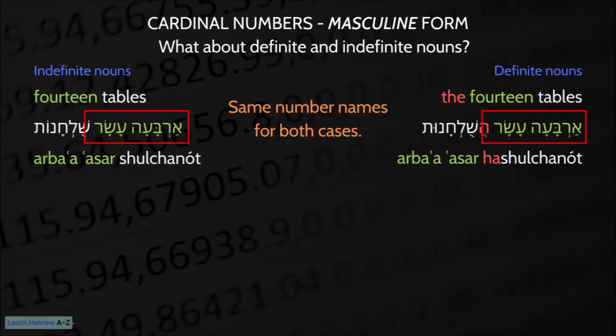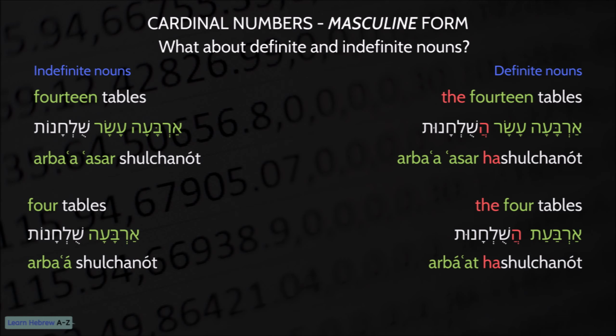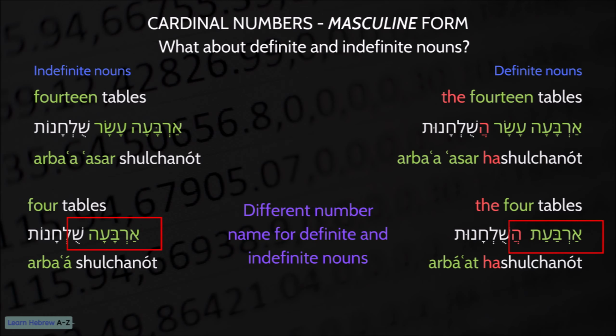If we compare it to the number 4, in which the definite article changes the number name, we get 4 tables, 4 שולחנות. The 4 tables, 4 השולחנות. See the differences in the number 4? When, in the indefinite form, we use the masculine separate number form. When in the definite form, we use the masculine construct form.